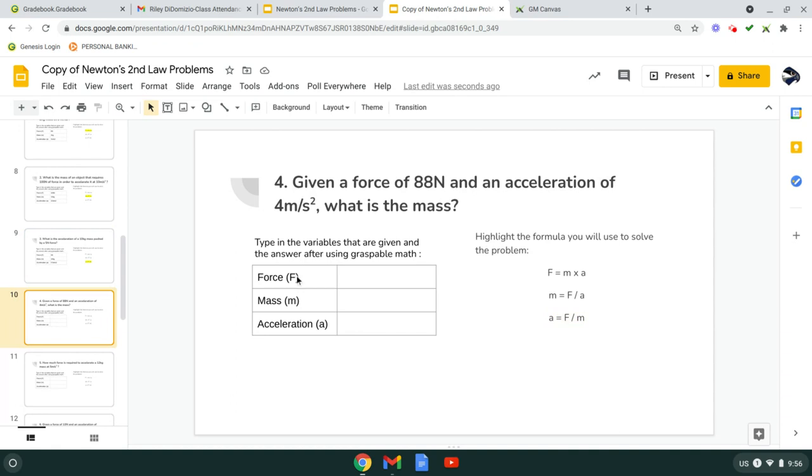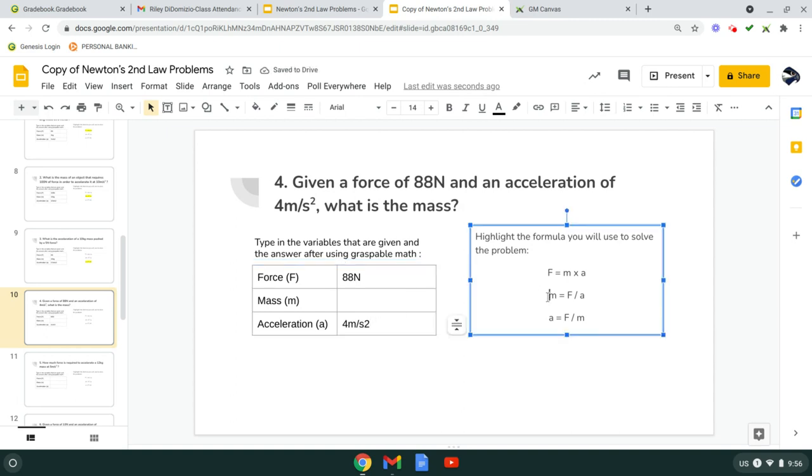We got number 4, given the force of 88 newtons. So right away, I know that's 88 newtons, and it has an acceleration of 4 meters per second squared. So 4 m/s squared is the acceleration. I'm looking for mass, so I have to highlight my mass formula.